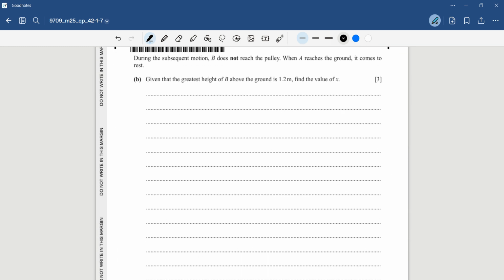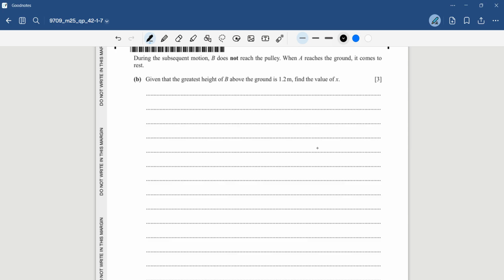During the subsequent motion, B does not reach the pulley. When A reaches the ground, it comes to rest. Given that the greatest height of B above the ground is 1.2, find the value of x.